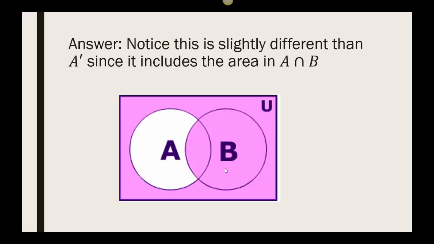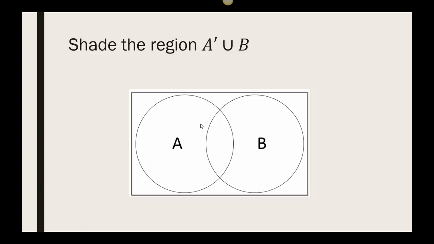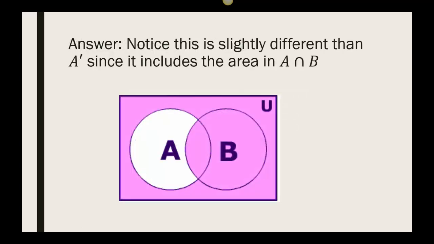So here's what I came up with. I had A complement is everything outside of A. It includes this part of B and the rest of out here. Also, because my original question was A complement union B, when I go to do the B, I add the B back in. If this confuses you at all, I could show you some intermediate steps.